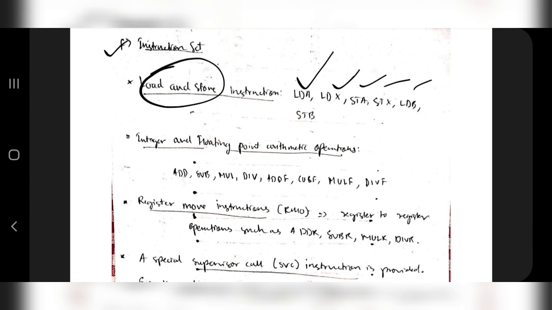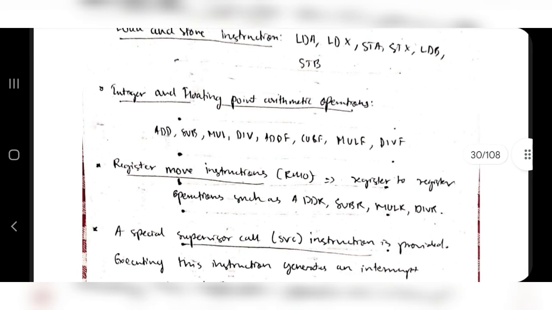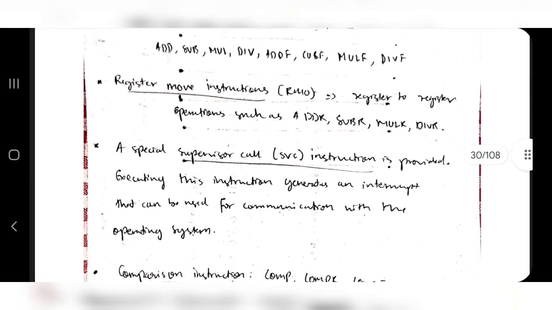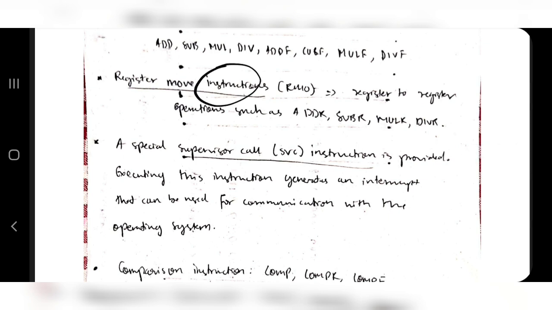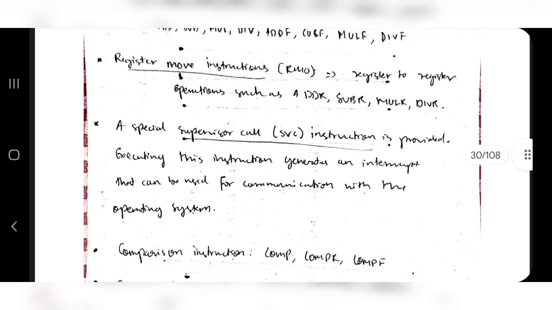LDA, LDX, everything will be same as in the SIC, and integer and floating arithmetic. So here we have the floating point as well, so we have written F here, and for moving the registers, that command is RMO. We have ADDR, SUBR, MULR, DIVR. So we'll be discussing the uses of registers in the upcoming numericals.